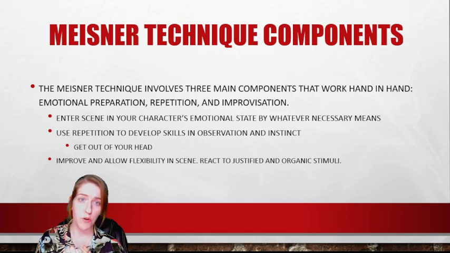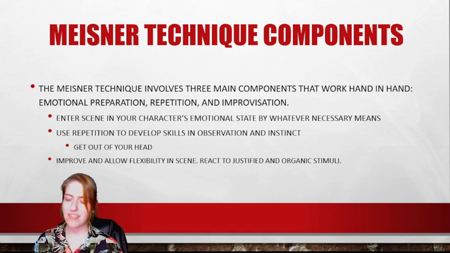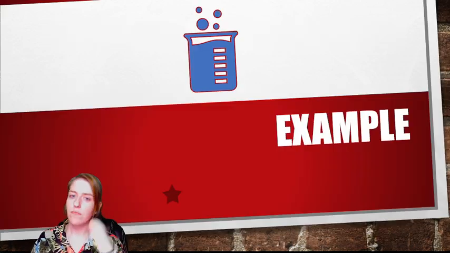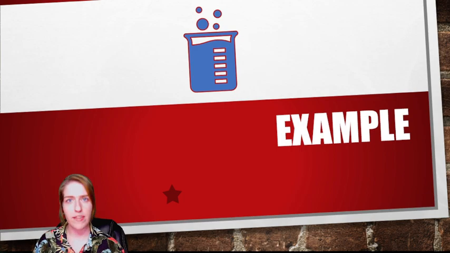That says improve. I know, I'm a writer. But improv and allow flexibility in the scene. React to justified and organic stimuli. If somebody says something that makes you angry and your immediate response is, what the frick is wrong with you? That would be your response. So now I've got a video that I'm going to plop in here for you to see Meisner training in action. It might be a bit confusing, but hopefully you can see what is happening on the screen.